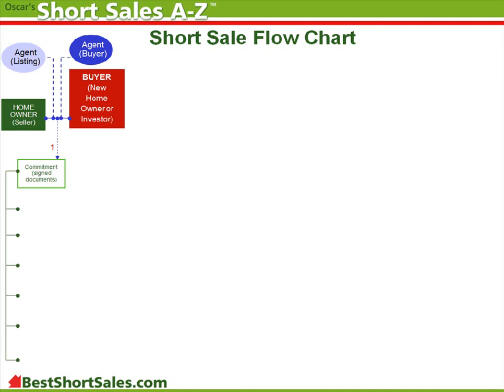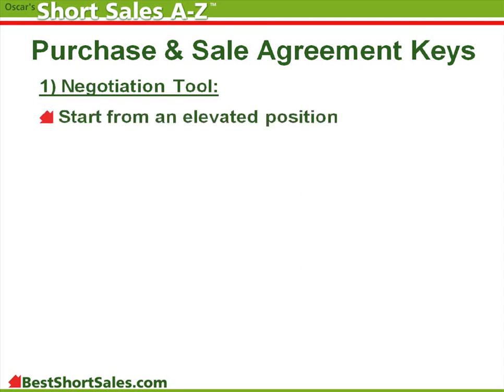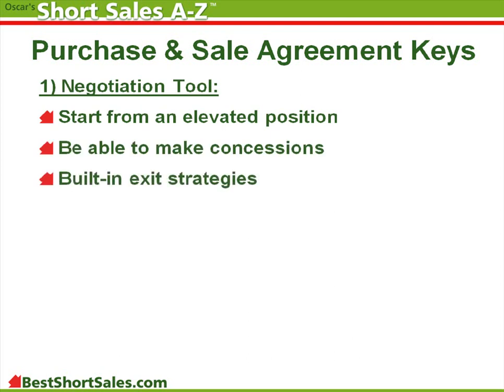By far, the most critical document for a short sale is the purchase and sale agreement. This agreement needs to be tailored for short sales. Purchase and sale agreement keys. The contract needs to be used as a negotiation tool. It is important to start from an elevated position that allows you to be able to make concessions. The purchase and sale agreement needs to have built-in exit strategies that allow you to close in more than one way.